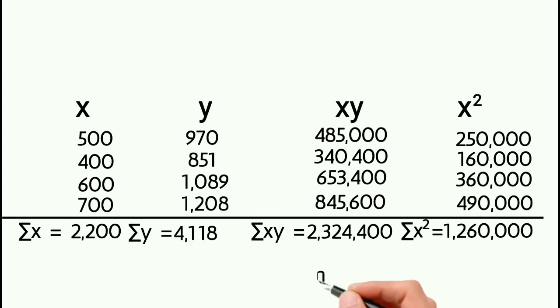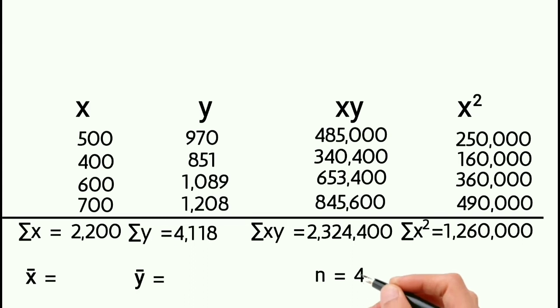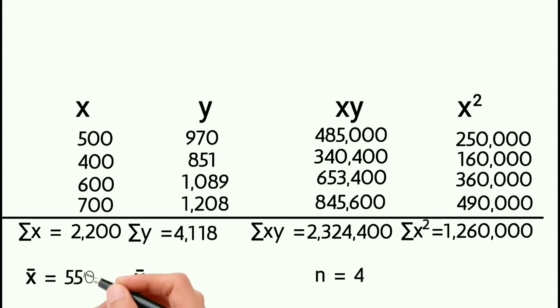Since na-compute na natin yung summation of X, summation of Y, summation of XY, and summation of X raised to the power of 2, ang kulang na lang ay n, X bar or mean of X at Y bar or mean of Y. Ang n or number of observations ay 4. Ang X bar ay 550. Paano yan na-compute? 2,200 divided by 4. Next, Y bar or mean of Y, that is equal to 1,029.5. Paano yan na-compute? 4,118 divided by 4.